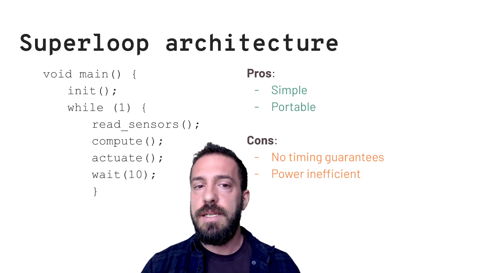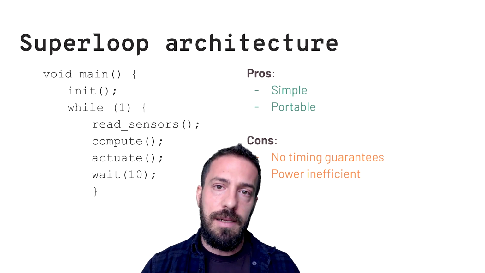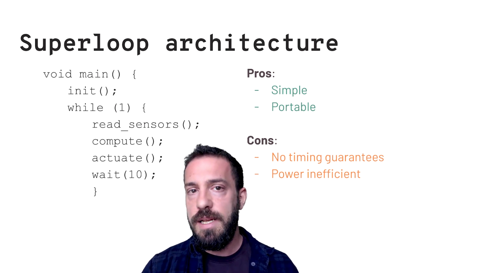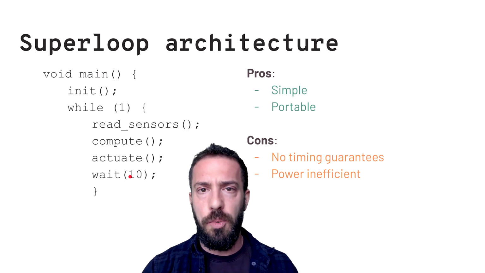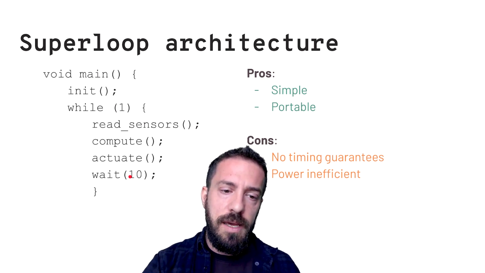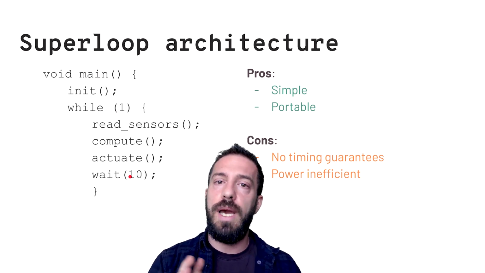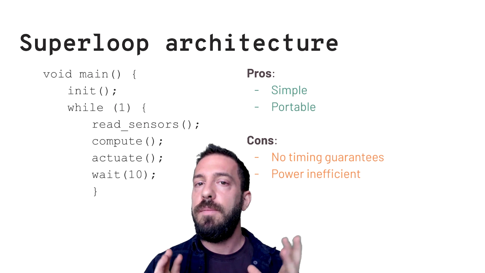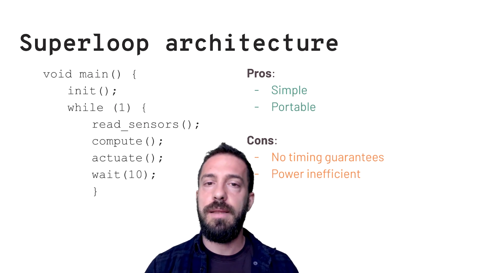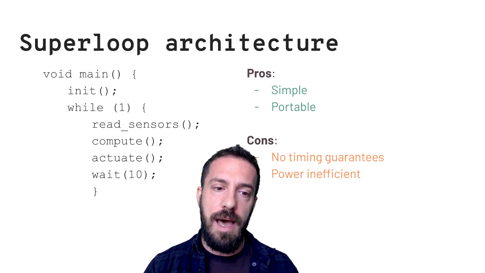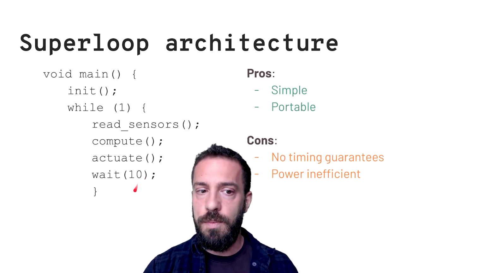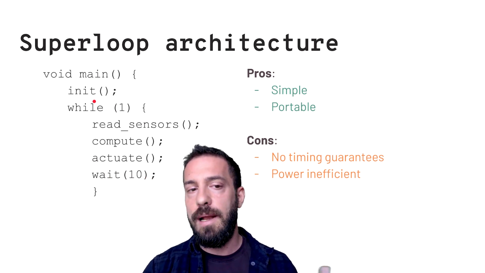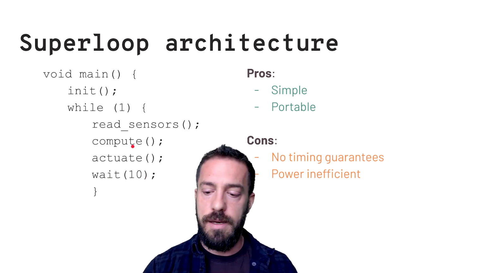Another thing that's maybe not as critical in the ICS world, but more in the embedded systems world, is that this is power inefficient because this wait here is a busy wait. So the CPU keeps working by doing nothing. This wait is a busy wait. The CPU is still working, but it's just counting down time in order to escape that time loop to go back to the while loop and start reading, computing, actuating.